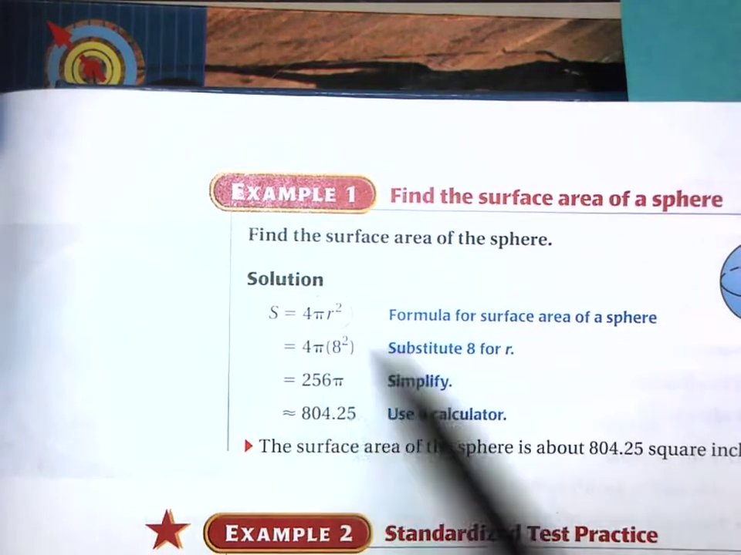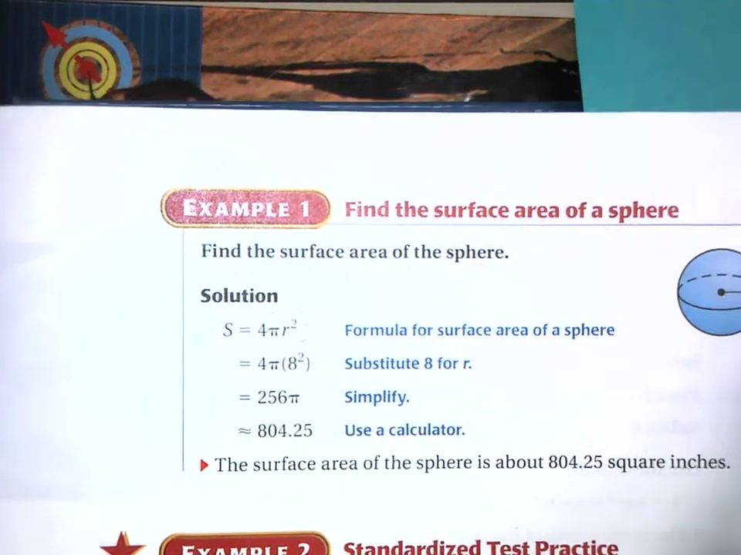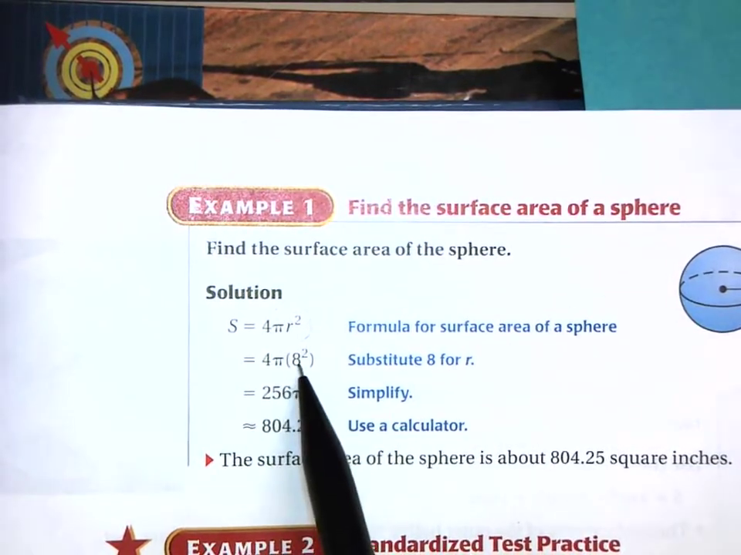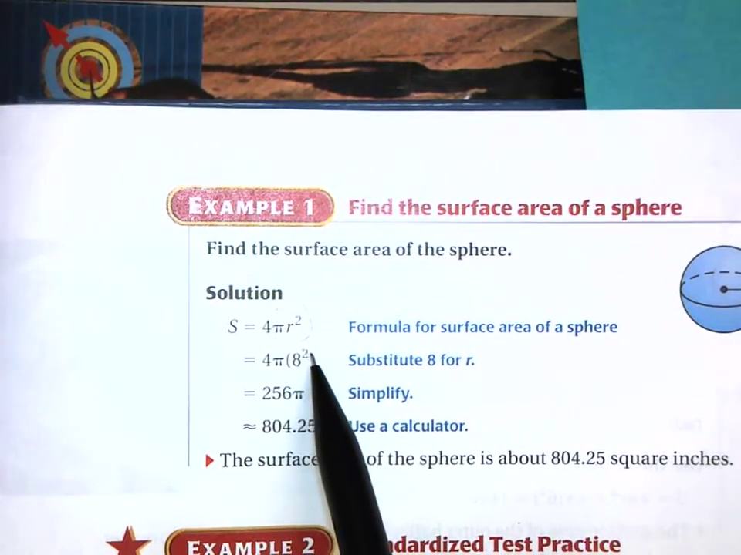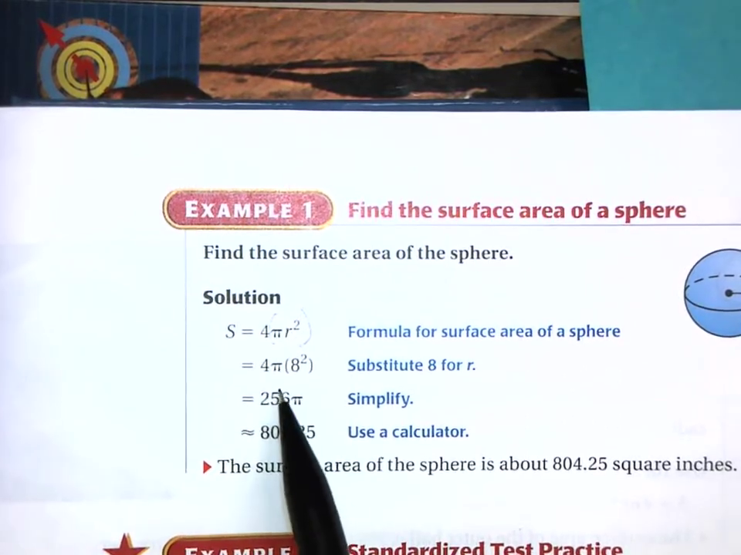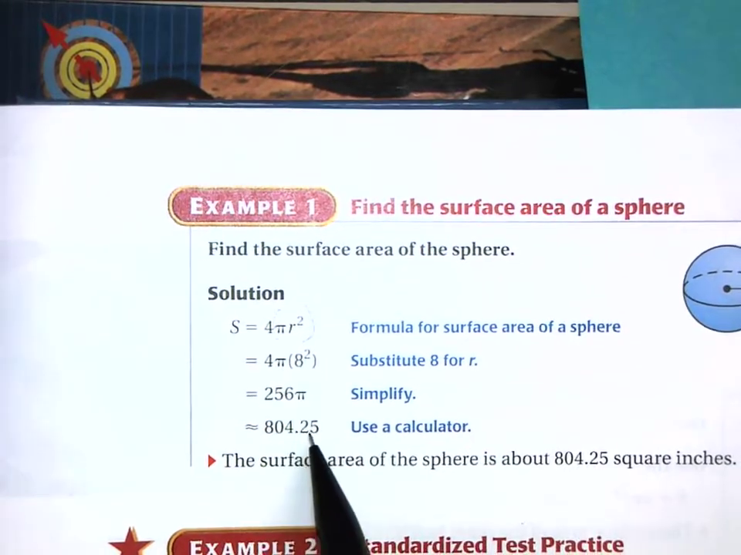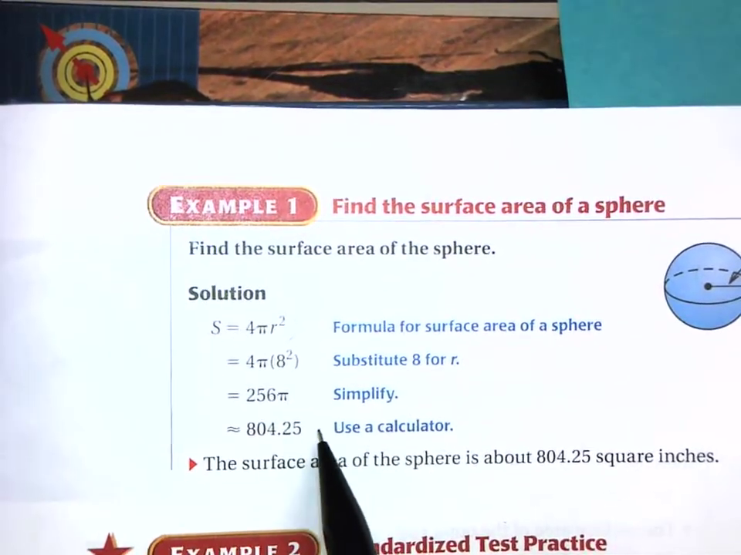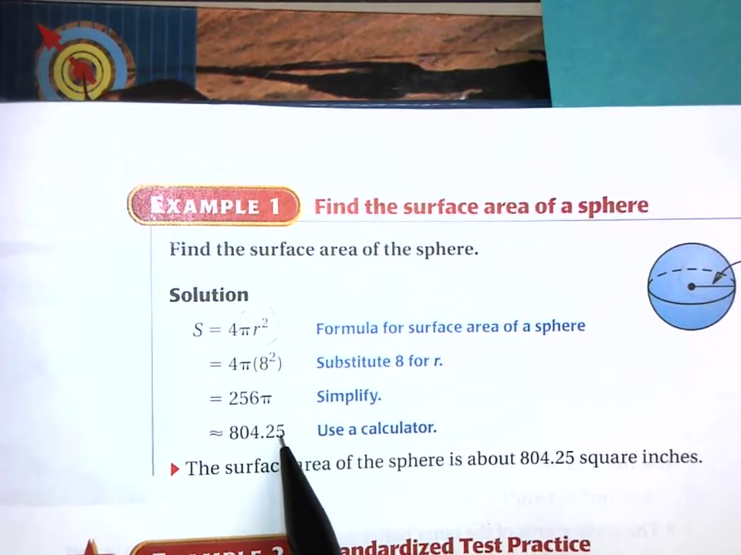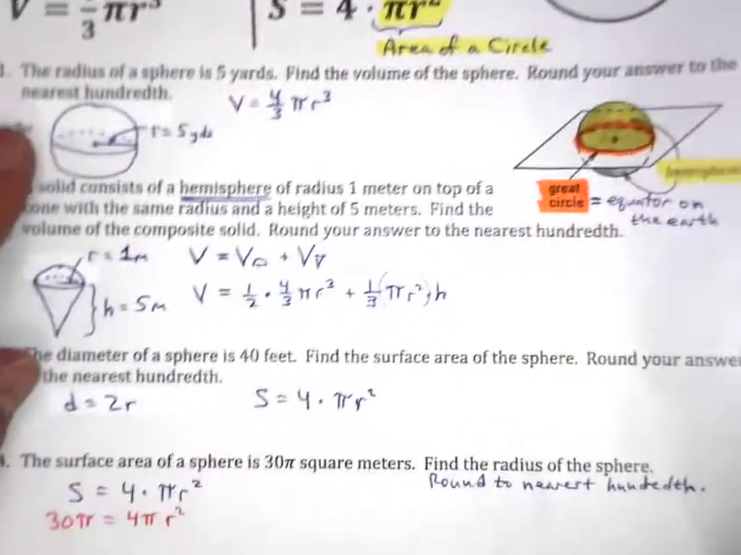And so once you know the radius, in this case it's 8, just plug that in and square it. Don't forget to square it. And then multiply that times 4 pi. And then round that thing off. In this case, they're rounded off to the nearest hundredth. Okay? So you do that on your notes here.